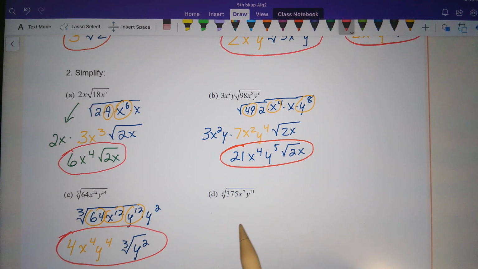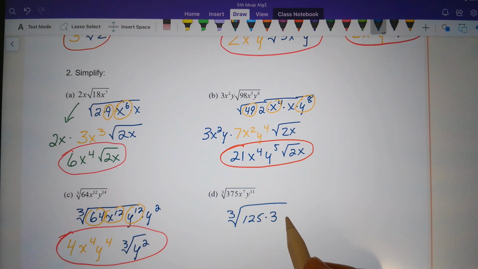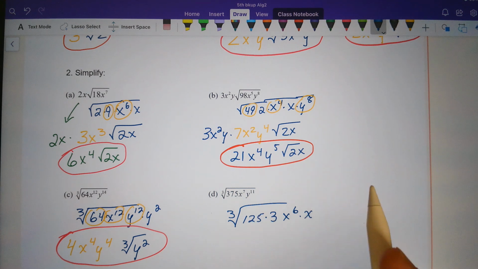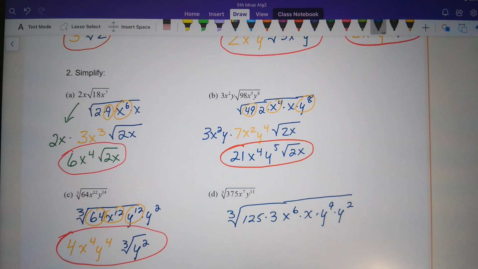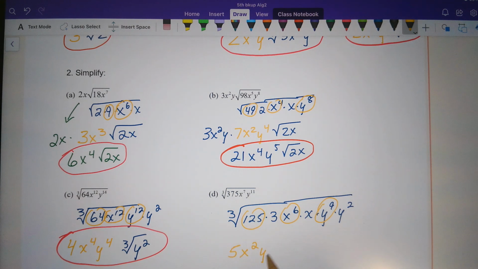And D, the cube root of 375, x to the 7th, y to the 11th. Well, 375 is 125 times 3. X to the 7th we'll write as x to the 6th times x. We need a multiple of 3, and the largest multiple of 3 less than 11 is 9. So this would be y to the 9th times y squared. Circle those things that are perfect cubes. Out come their cube roots: 5x squared, y to the 3rd. What's not circled remains: cube root of 3x y squared.